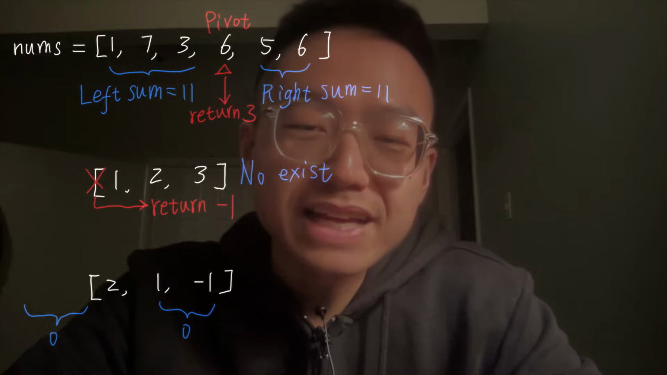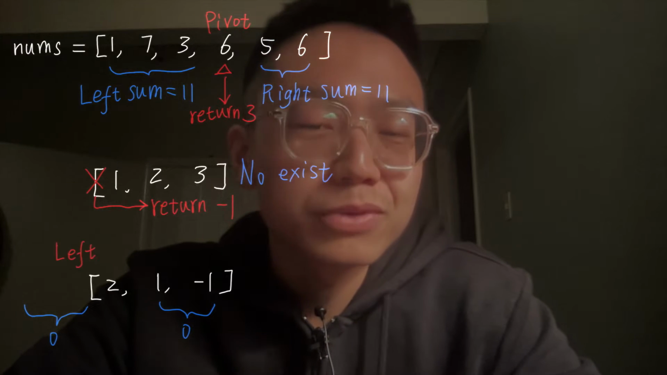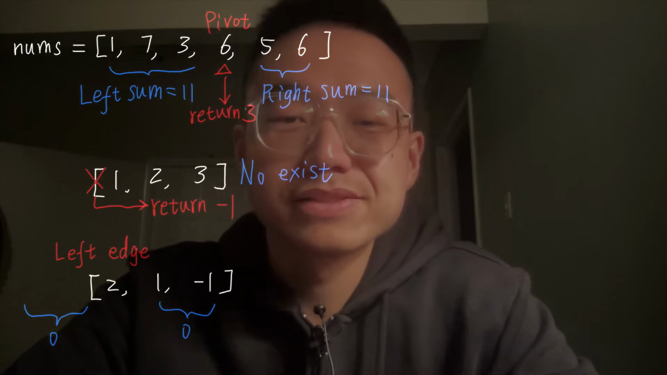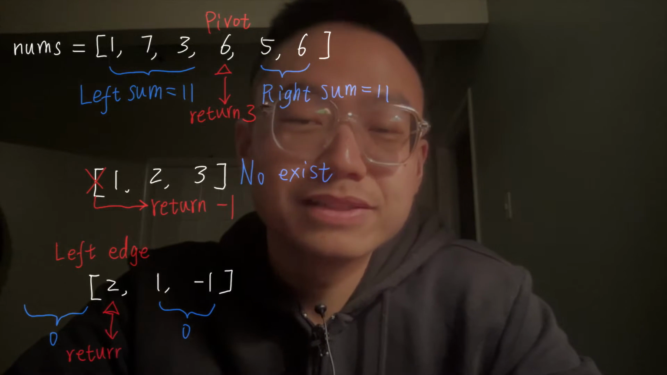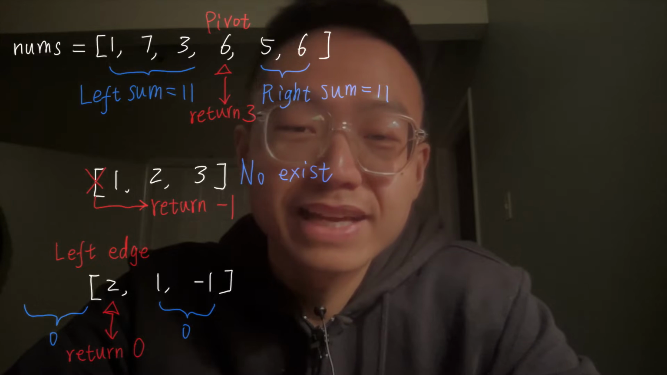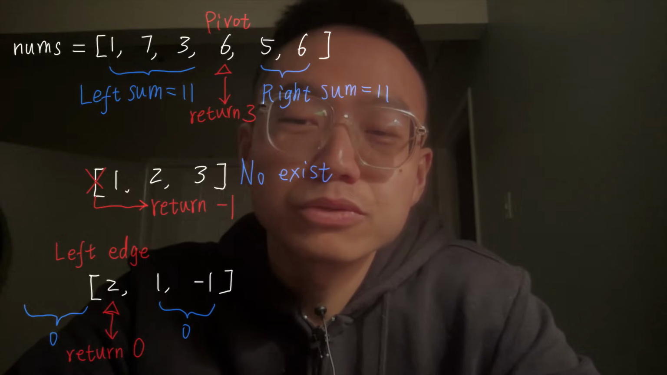So if the index is on the left edge of the array, then the left sum is 0 because there is no element to the left. We just return the leftmost pivot index, and this also applies to the right edge of the array.